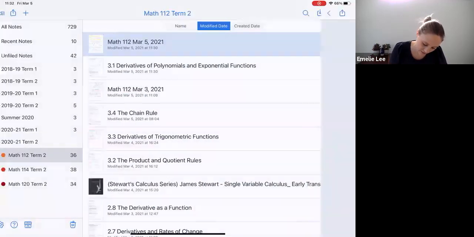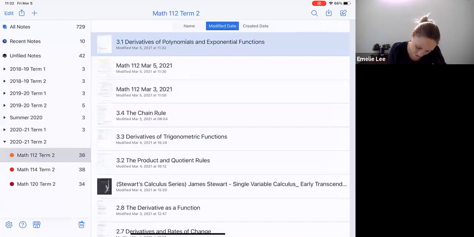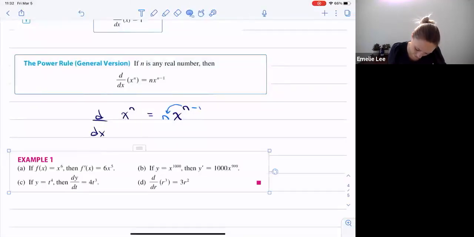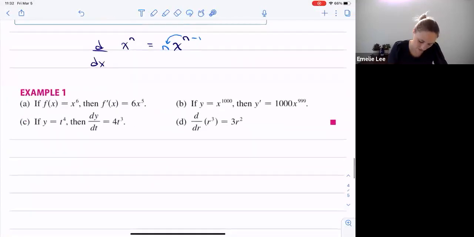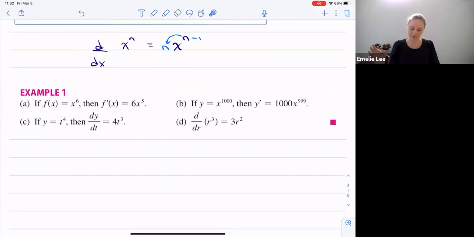They had a couple of examples here. They just worked through it. If we have x to the power of 6, then I can just give it a bump from the right, and the 6 falls down in front, and then the power decreases by 1 to be 5. So 6x to the power of 5. Same thing, x to the power of 1,000 becomes 1,000 times x to the power of 999. Same idea.